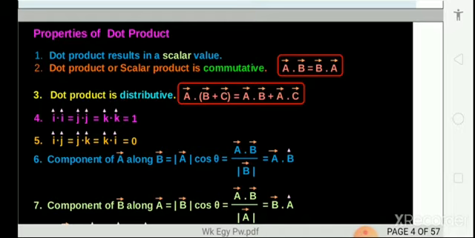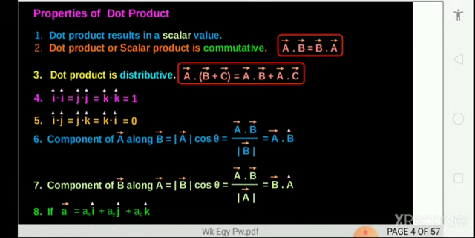Also remember one of the important things: when two quantities are multiplied in the same manner, you will get 1, or when two different quantities are multiplied, you will get 0. You can see in points 4 and 5, that is, I dot I is equal to 1 and I dot j is 0. Component of A along B is A cos theta, A dot B cap, which will be equal to A vector dot B cap.